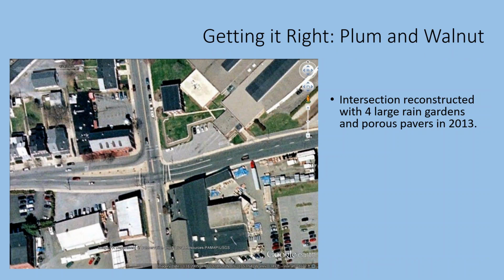So one particular project that I'd like to talk about is the Plum and Walnut intersection. Anybody who's ever been to Lancaster may know that the Lancaster Brewing Company is at this intersection. And if you've not been to Lancaster, please feel free to visit. First beer's on me. But as you can see in the photo, the street that's running basically directly up and down is Plum Street, and the one that bisects through the middle is Walnut Street. Walnut Street is one way into the city. It is pretty much the gateway into the city.